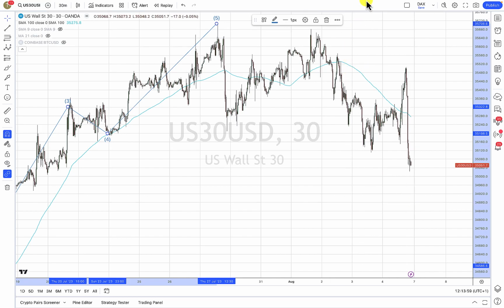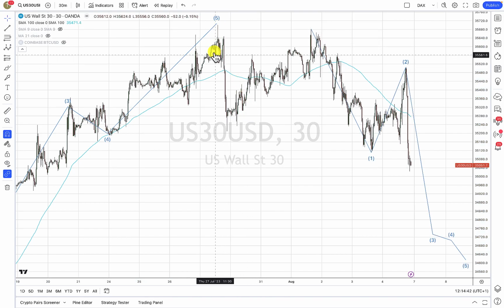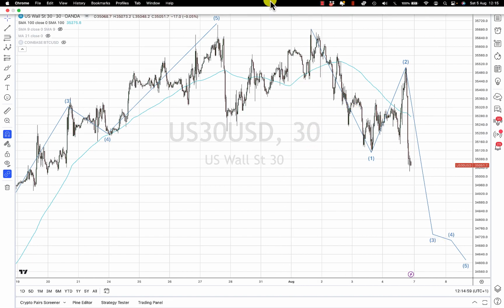Let's put that count on the chart. Okay, so there's 1 here, 2 here, 1 of 3, 2 of 3, and then this will be, if this continues, pretty sharp. So it looks like a third wave, and it could start a pretty massive move, I think, on the Dow.